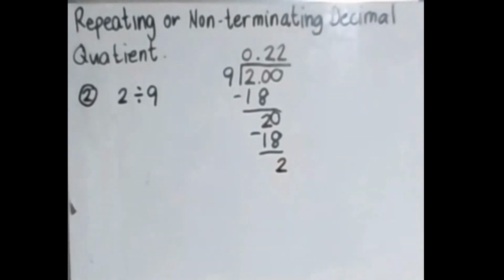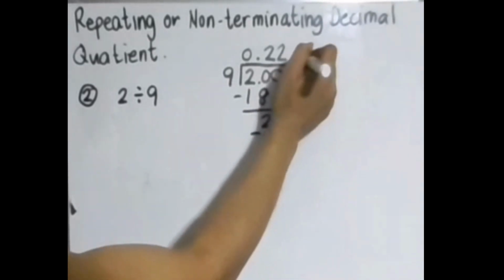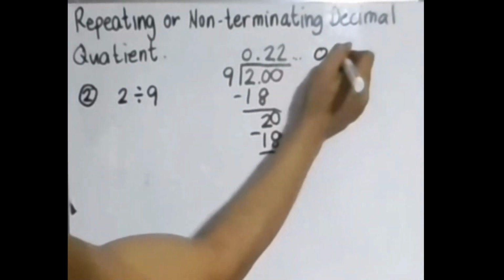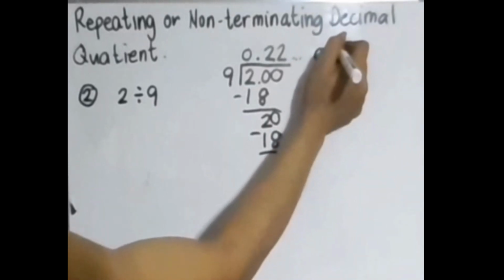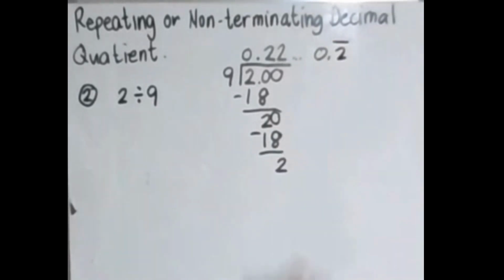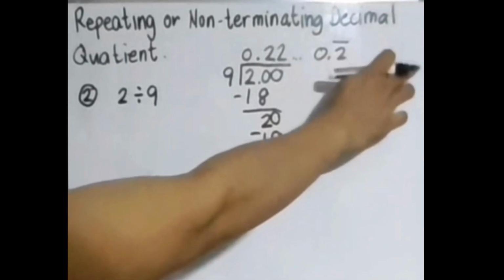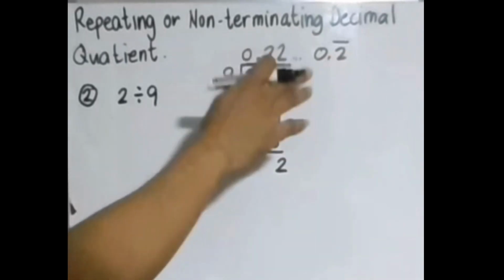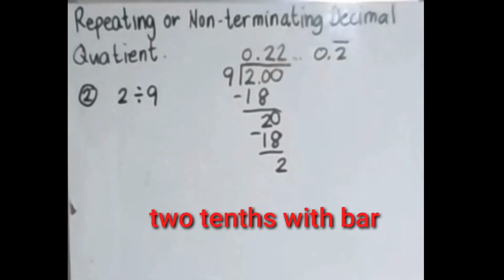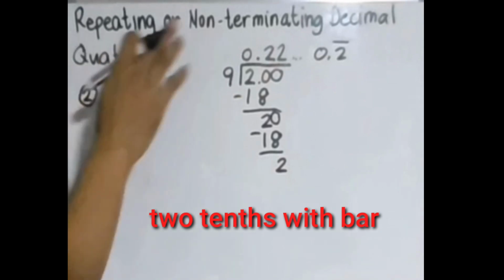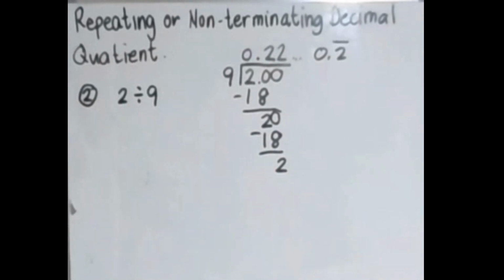Yan. Kung mapapansin ninyo, paulit-ulit lang na lumalabas ay 2. So that means our answer is 0.222 and so forth, or 0.2 with the bar sa taas. That means yung bar na yun, paulit-ulit lang yung 2. So therefore, 2 divided by 9 is an example of repeating or non-terminating decimal quotient.